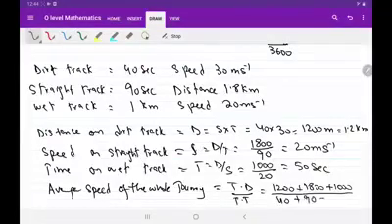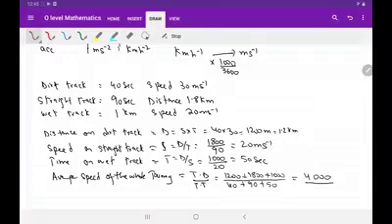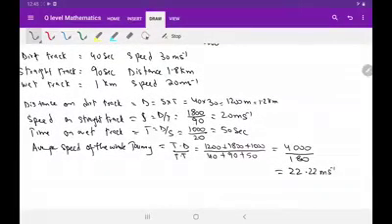So this turns out to be 4000 upon 180 seconds. 4000 divided by 180 is 22.22 meters per second. If I wish to convert this into kilometers per hour, so this will be 22.22 meters per second to kilometers per hour.